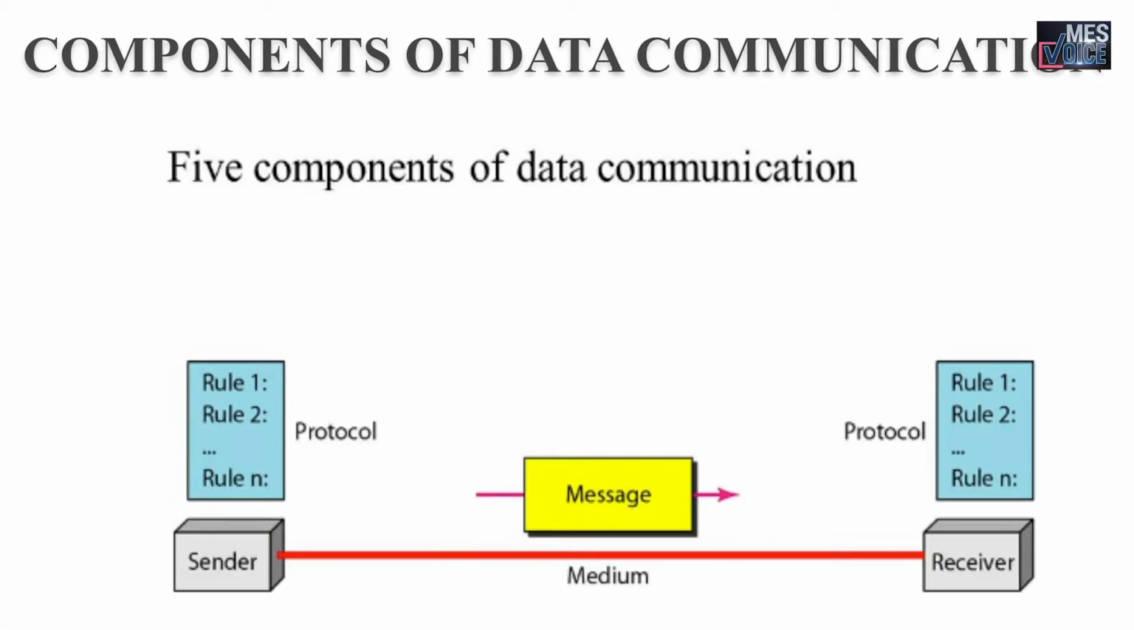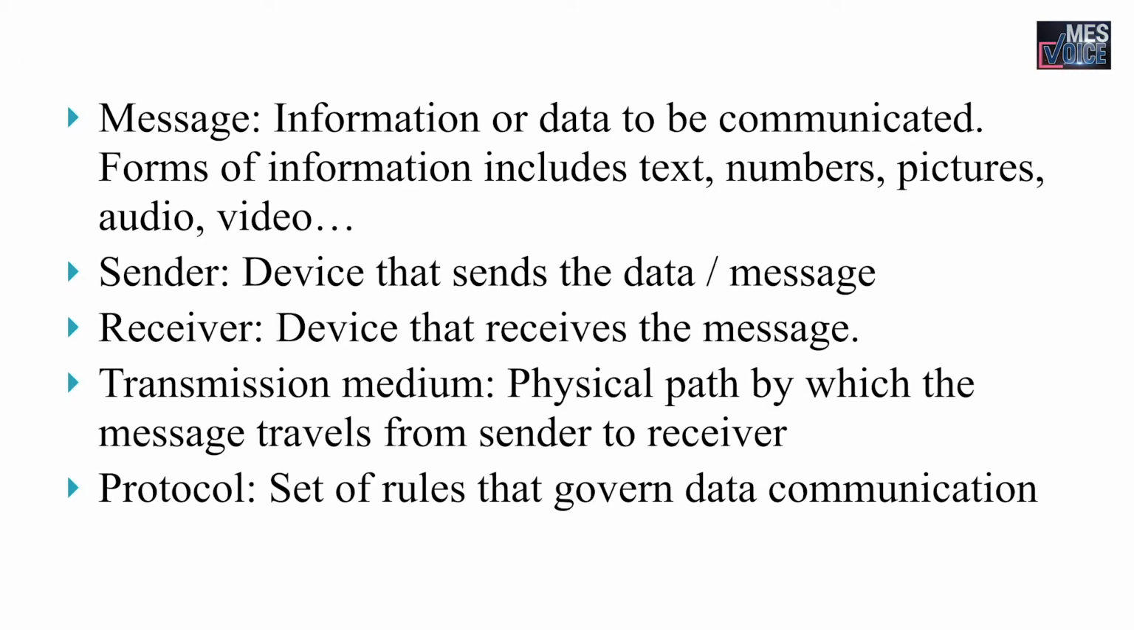The components of data communication. An effective data communication system includes 5 basic components: the sender, the receiver, the message, the transmission medium, and the protocol. Let's check which are these 5 components. The first one is message. Message is the information or data that is to be communicated. That will be in the form of information such as text, numbers, pictures, audio or video.